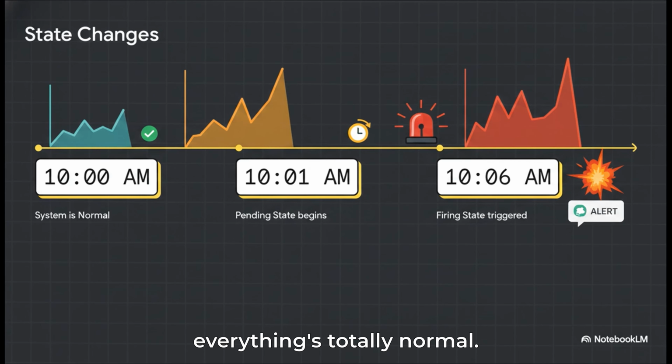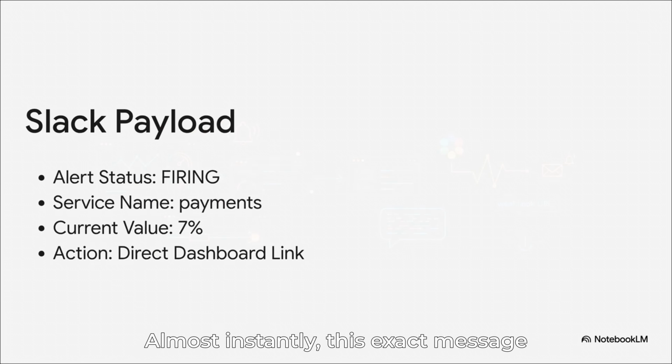At 10 a.m., everything's totally normal. Then at 10:01 a.m., the error rate hits 7%, and our alert kicks over into that pending state we talked about. After 5 nail-biting minutes of sustained errors, the alert officially transitions from pending to firing at exactly 10:06 a.m. Almost instantly, this exact message pops up in your Slack channel.